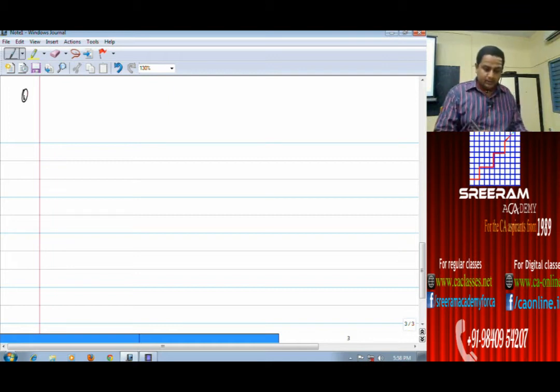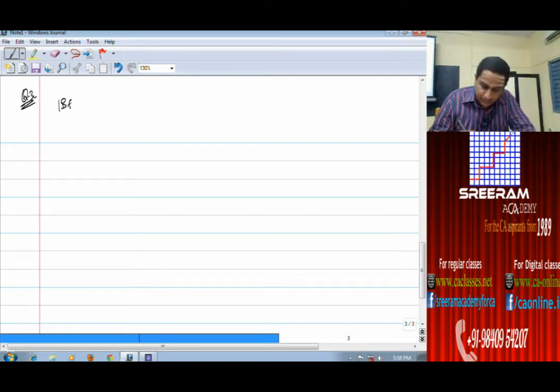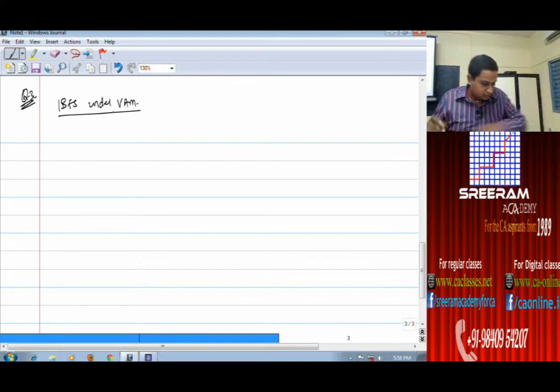For question number 3, you need to tell the IBFS under WAM. First, it is basically an unbalanced problem, so we could have balanced it, 3, 4, 5.